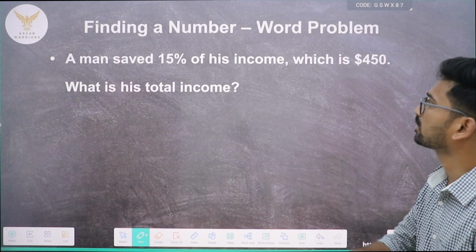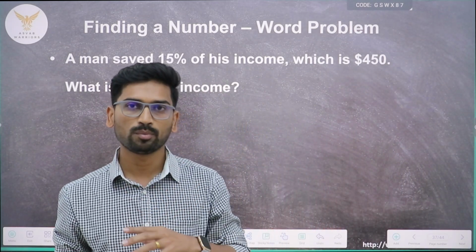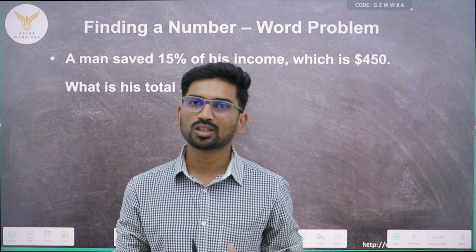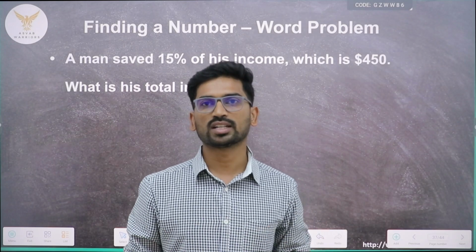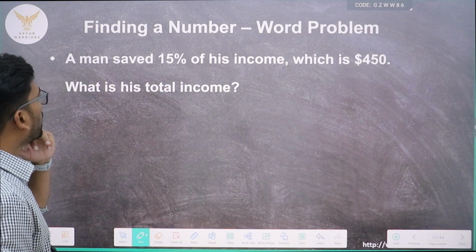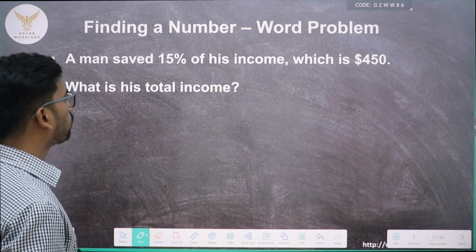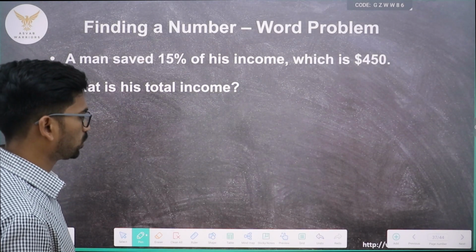Now we will be solving some word problems on the percentage topic. The word problems will be a mix of all the things we have learned in this percentage chapter. So the first question is, a man saved 15% of his income, which is 450. What is his total income?